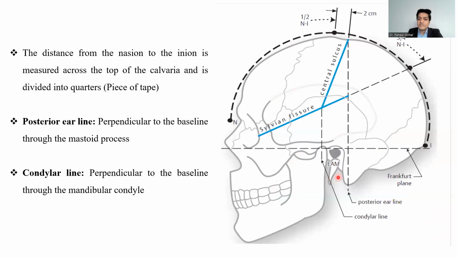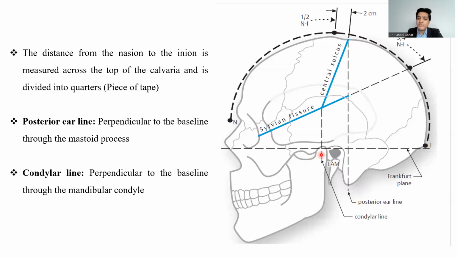Then there is one more line which is known as the posterior ear line. So this is the external auditory meatus. Posterior to it, we start a line from the tip of the mastoid and go upwards till the surface of the skull here. So this is known as the posterior ear line. Then this structure here is the mandible, we all know.